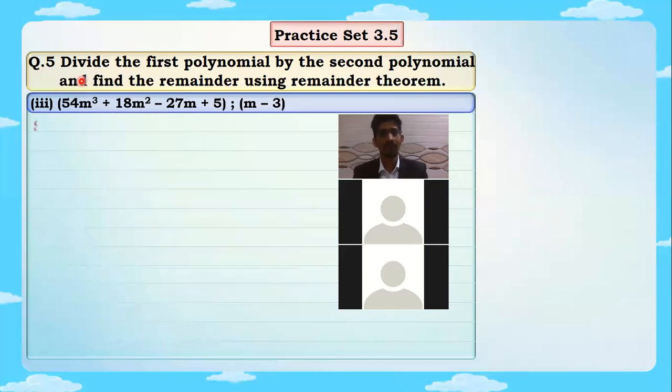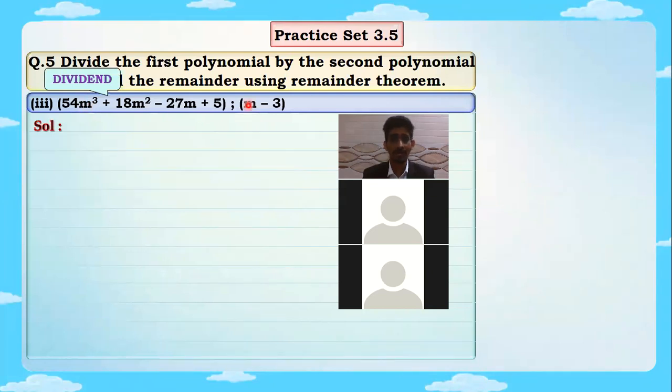The question is, divide the first polynomial by the second polynomial and find the remainder using remainder theorem. Now it is given in the question that we need to use remainder theorem. So remainder theorem means what? First of all, we are going to write the given polynomial. This is the polynomial given to us with the highest power 3. So this is the polynomial.